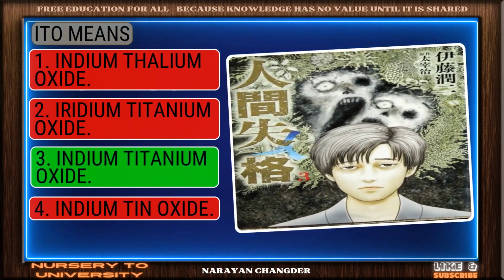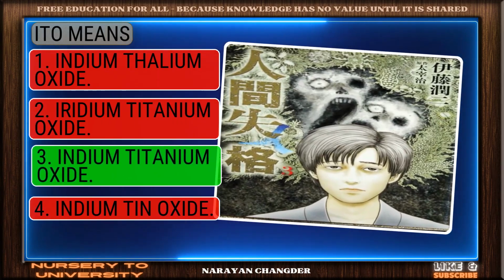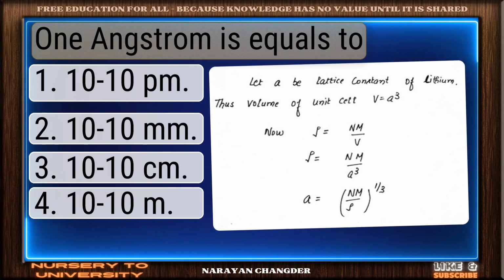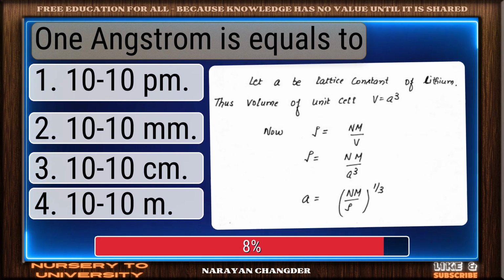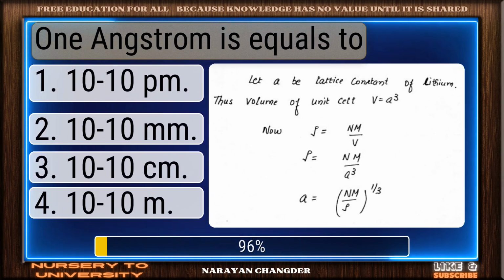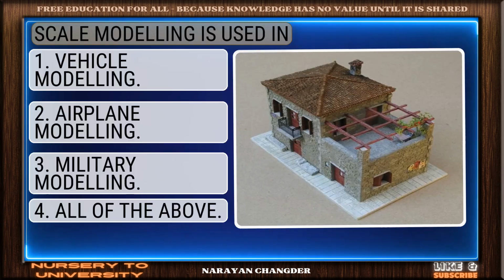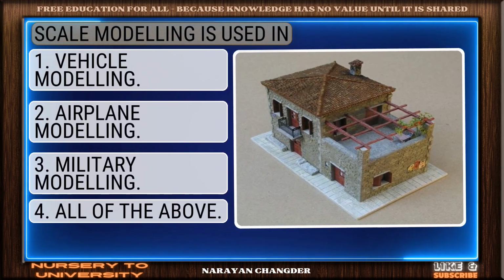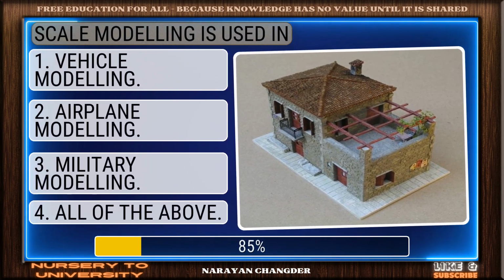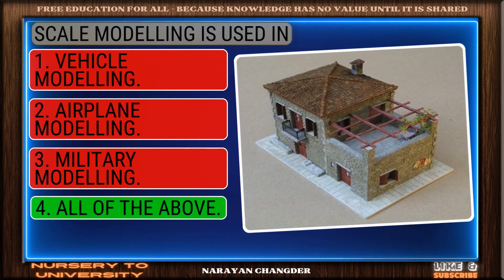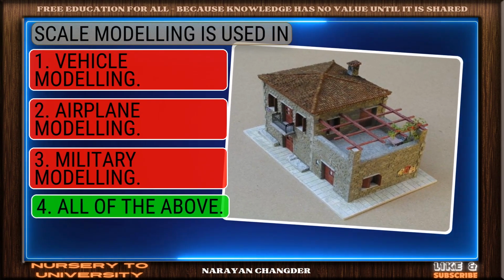Nice work. You chose indium titanium oxide, and it is correct. 1 angstrom is equal to... Well picked. 10^-10 m is the correct answer. Scale modeling is used in... Good thinking. All of the above is the right answer.